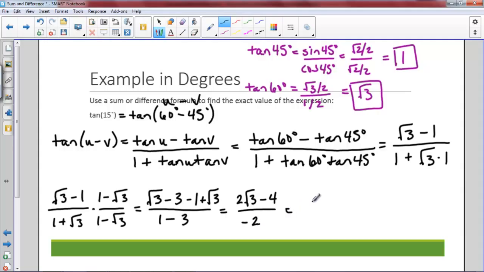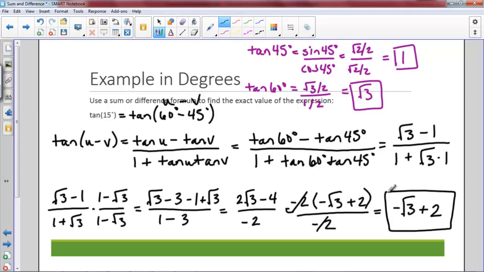I can simplify this one step further by pulling out a minus 2 in the numerator, and I'm going to be left with a minus root 3 plus 2. My denominator, I have a negative 2, so now my negative 2's are going to cancel, and I'm going to be left with negative root 3 plus 2 as my simplified final answer.